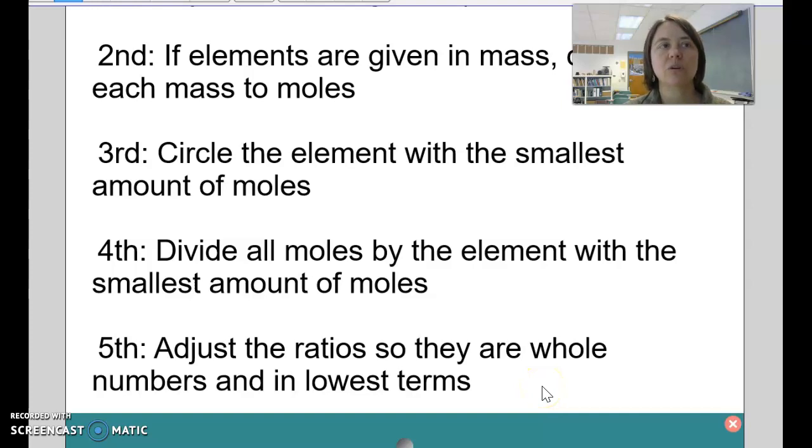So let's say it was 1.5. Well, then you would multiply everything by 2. And let's say it was 0.3. If it was 0.3, then if you times everything by 3, you could get a whole number, because 0.33 times 3 is 1. So really, we're only going to get as complicated as maybe timesing it by 2 or 3 to get our whole number ratios.